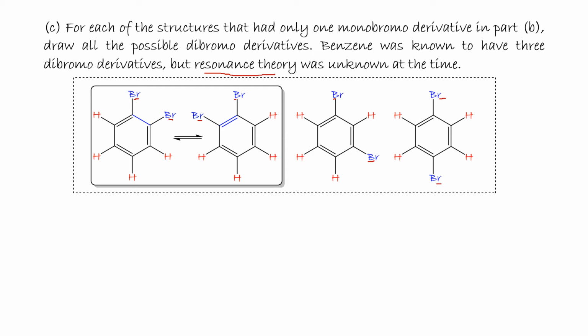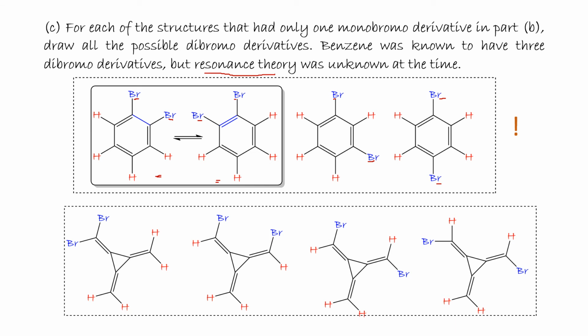Kekulé defended his structure by proposing that between the first 2 isomers there is very rapid equilibrium that we cannot isolate them. So the next structure, we can have Br, Br, Br, Br, Br up, down, down, down. So we have four possible structures.